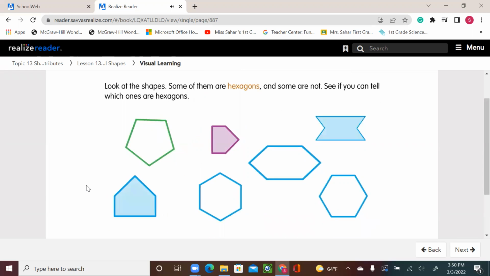Look at the shapes. Some of them are hexagons, and some are not. See if you can tell which ones are hexagons. I can tell that a hexagon is a shape that has 6 sides. So we can count and see which ones are hexagons that have 6 sides. So I can tell that this is not one. This is not, 1, 2, 3, 4, 5. That's not a hexagon. And also, let's count. The green one is not, this one is not. We're looking for a shape with 6 sides. 1, 2, 3, 4, 5. Also, this one is not.